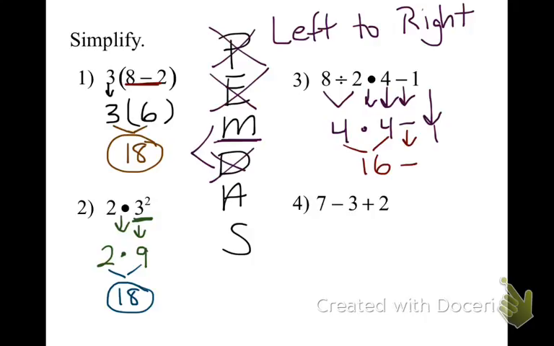Bring down my minus sign, bring down my 1. Do I have any addition? No, I do not. Do I have any subtraction? Yes, I do. What's 16 minus 1? 16 minus 1 is 15, and I have my answer. Let me make my circle a little better. Now, go ahead and try to do number 4 all by yourself.